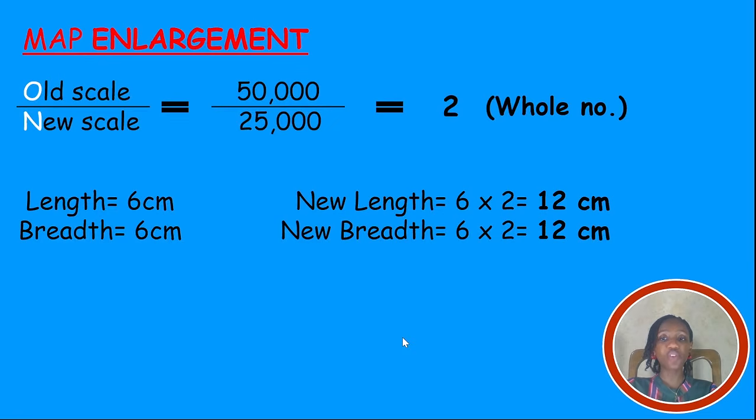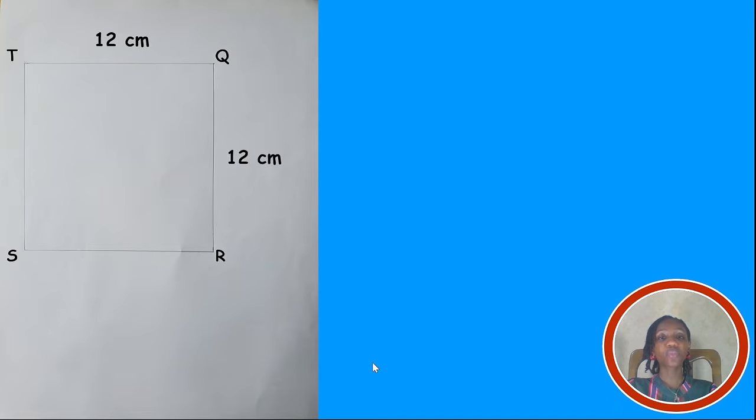Remember that if the scale of the map decreases, that means the size of the map is going to increase, and this follows that rule. But if we had done 1 ratio 50,000 divided by 1 ratio 25,000, that would have given us 1 over 2, a half, which is very wrong. So now as you can see, the length and breadth of our new map is going to be 12 centimeters because we multiply 6 times 2. So now let's draw the outline of our new map. And it's going to look like this.